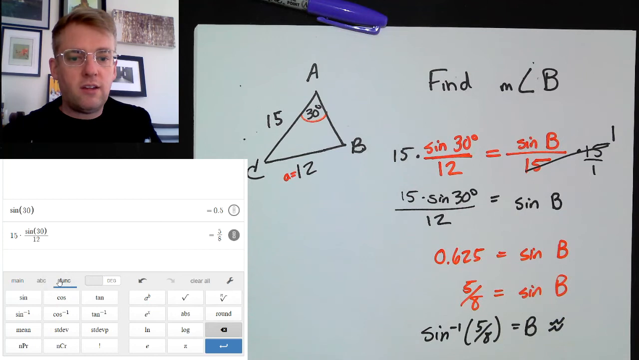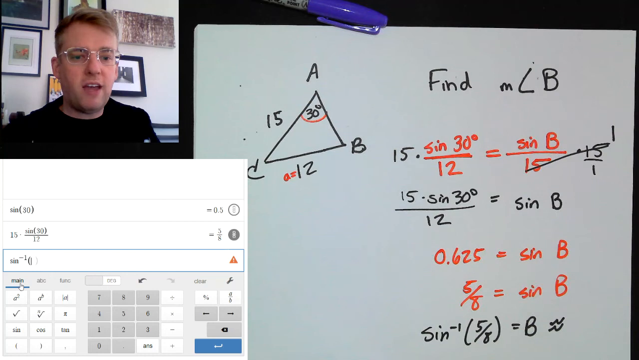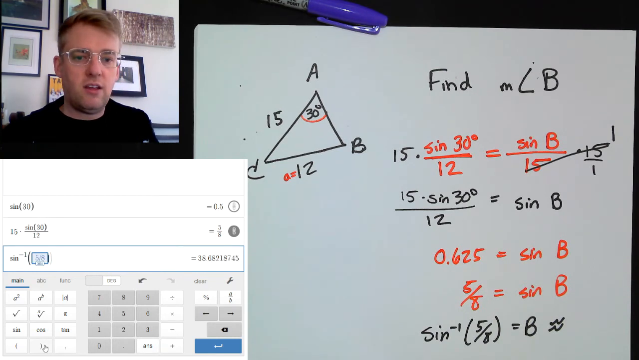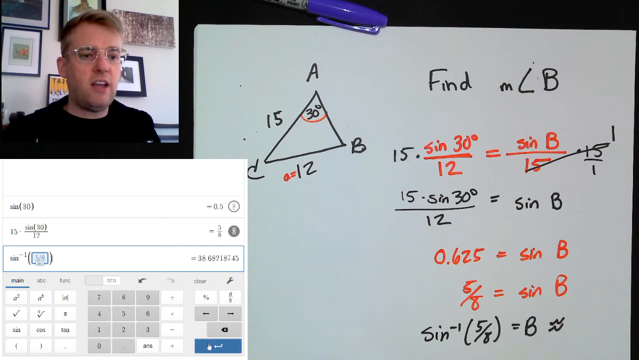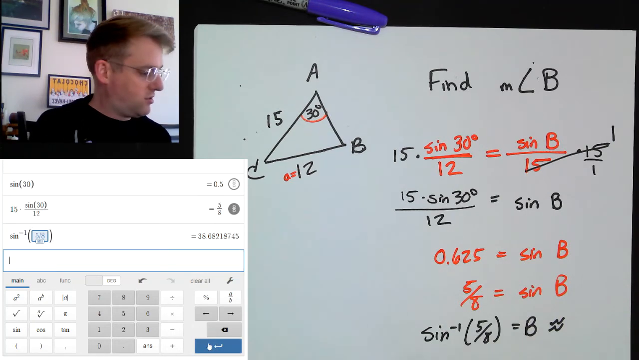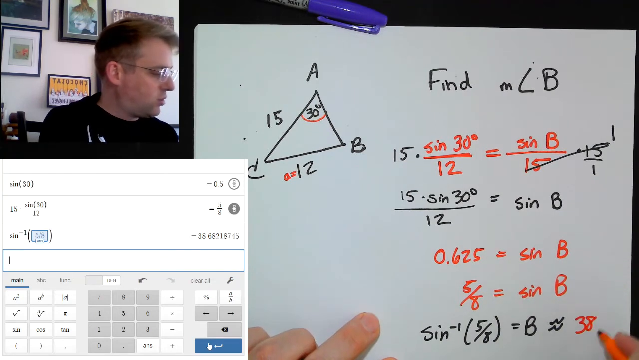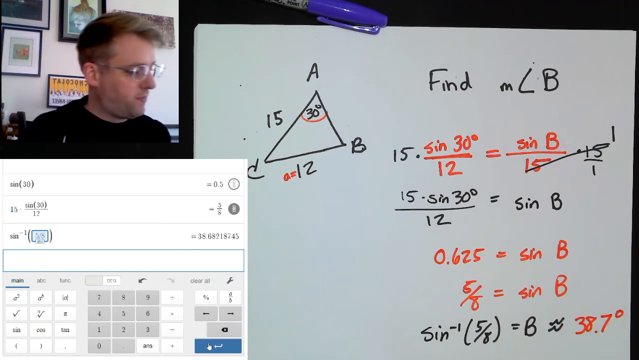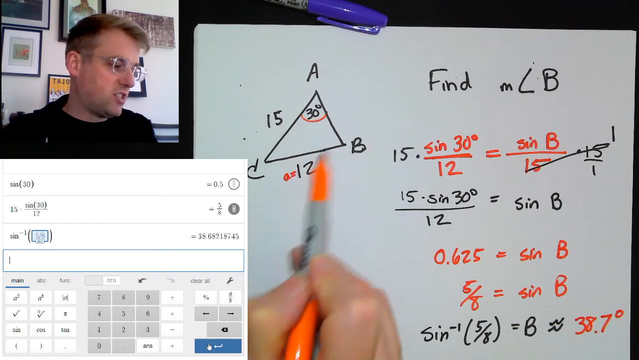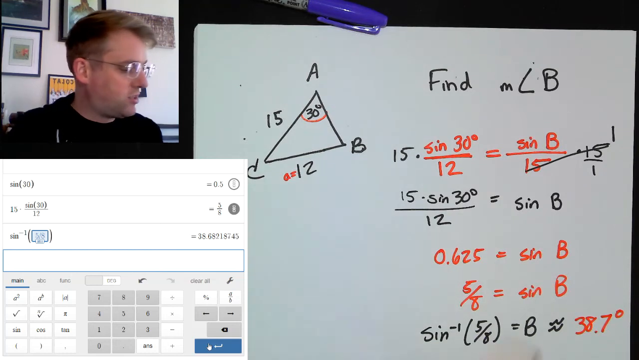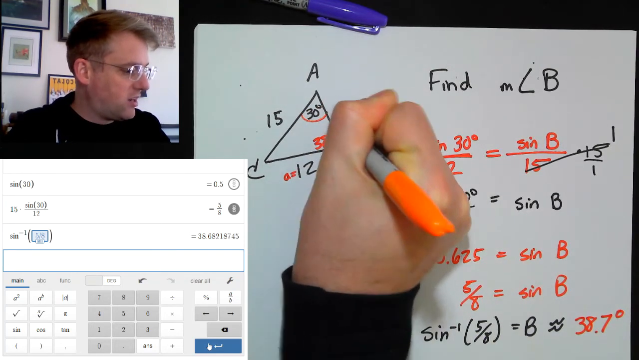So on Desmos.com, hit function, inverse sine, and then you can go back to the main tab, and instead of keying in 0.625 or 5/8, you can put in answer, and it will populate it with the answer from your previous question. And now we can see 38.68 is going to round to 38.7 degrees. We would expect angle B to be a little larger than angle A because the side across from it was a little larger. So that's a reasonable, believable answer, 38.7 degrees.